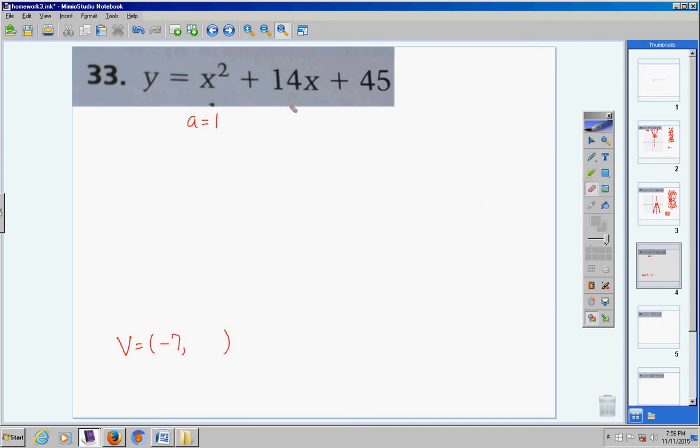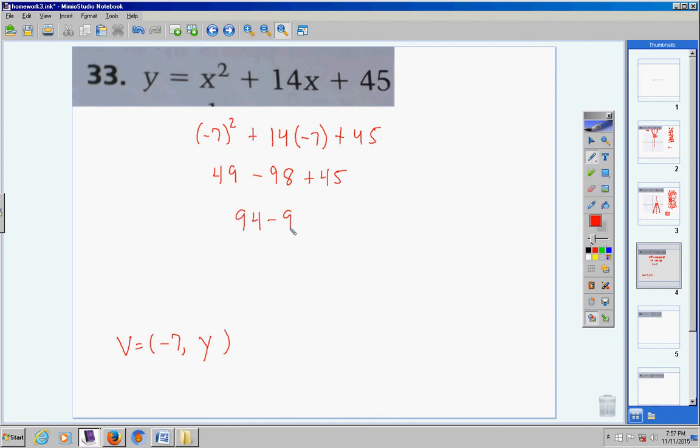Alright, now let's go ahead and find the y value right here. Everywhere there's an x, I'm going to substitute negative 7. So parentheses for x squared, then 14 parentheses, and then a positive 45. Alright, 7 times 7 is 49. Positive 49. A positive 14 times a negative 7 is a negative 98. And then bring down your positive 45. Now if we combine our two positives, we get 94. So we have a positive 94 and a negative 98.